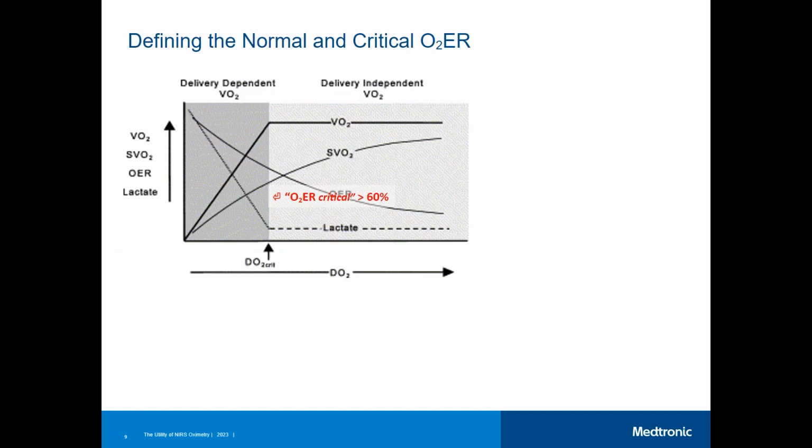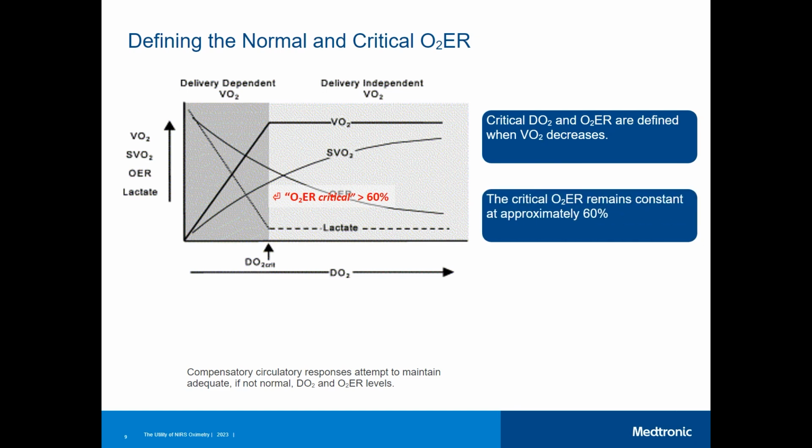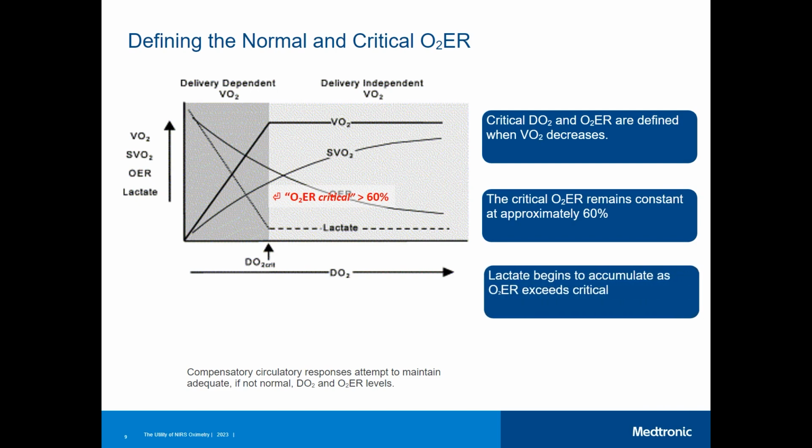This figure nicely summarizes many of these principles. As we discussed, autoregulatory mechanisms attempt to maintain a normal oxygen extraction ratio as the determinants of VO2 and DO2 are altered. The critical DO2 and critical oxygen extraction ratio are defined by the onset of a decrease in oxygen consumption as oxygen delivery is decreased without a change in oxygen demand. This is an important and perhaps confusing concept. Oxygen consumption and oxygen demand are not synonymous. That is to say, they are not necessarily equal.